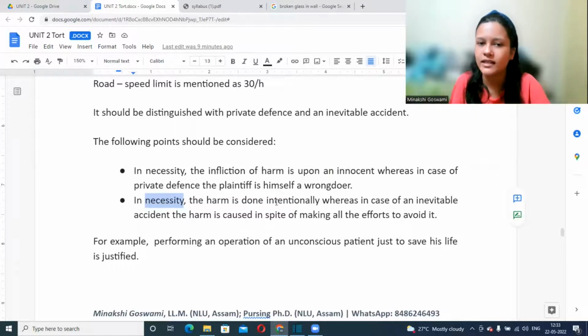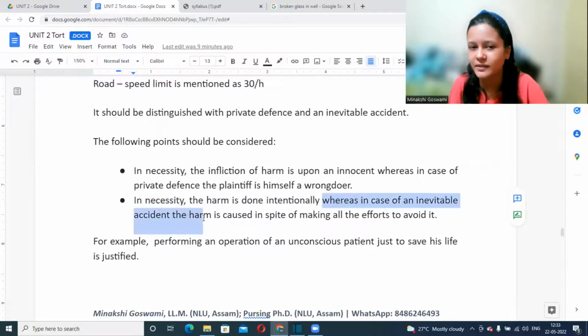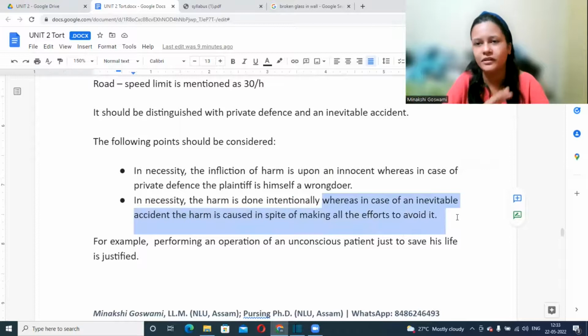In necessity, the harm is done intentionally. I know that it's risky to break traffic rules, still I'm doing it because I don't have any other option. Whereas in case of inevitable accident, the harm is caused in spite of taking all the precautions and making all the efforts. Like factories following all the guidelines and rules prescribed by law, still some inevitable accident might take place. So in necessity, I'm intentionally taking the risk of breaking the traffic rule. But in inevitable accident, the situation is just such. I'm not taking any risk; rather, I'm taking all the possible precautions, and even after that it has happened.